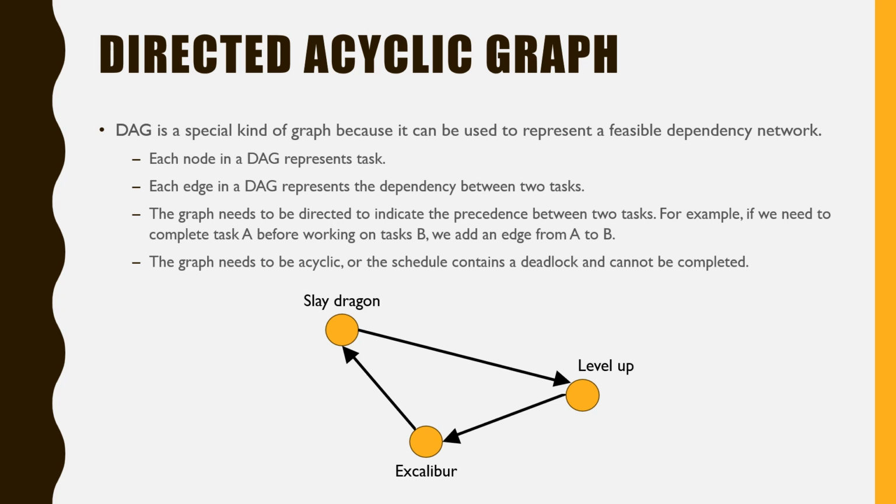To avoid such situations, dependency graphs must be acyclic, ensuring that tasks can be completed in a valid order. Thus, a DAG serves as a reliable structure for representing feasible dependency networks, guaranteeing that all tasks can be successfully finished.